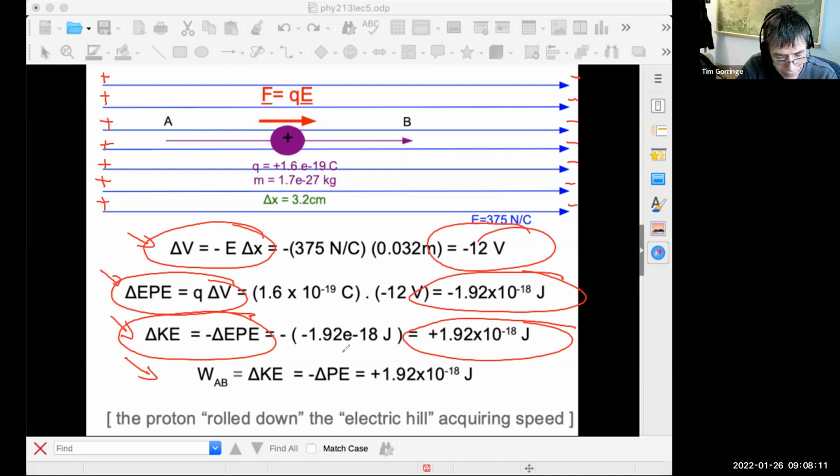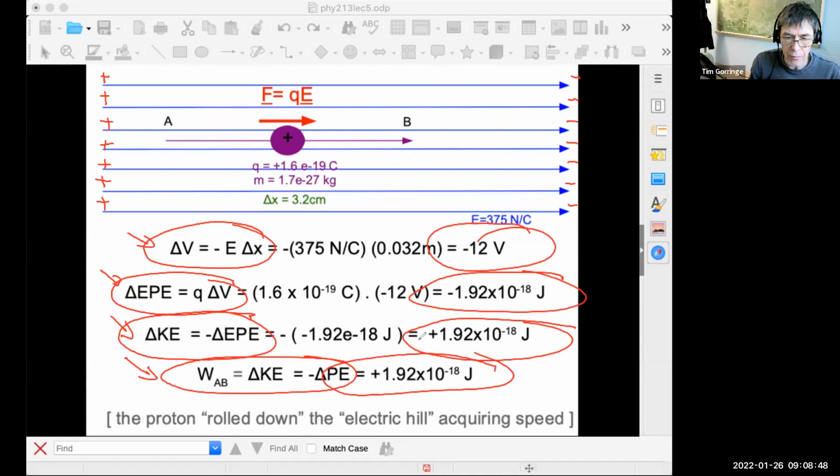Finally, the work done. Well, it was the work done by the electrical force that was moving this energy around. And the work done is equal to the negative of the potential energy change. It's equal to the kinetic energy change. So the work done is the amount of energy we're giving to that proton. And so we're increasing the kinetic energy of the proton, decreasing the potential energy associated with the field. And so that work done is also positive.